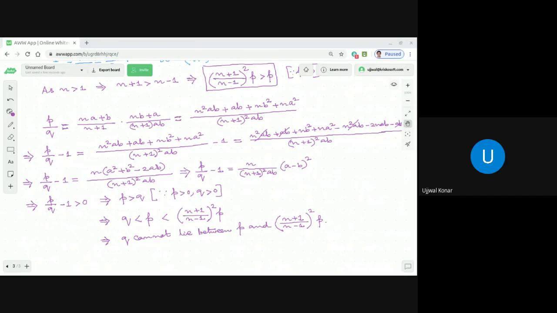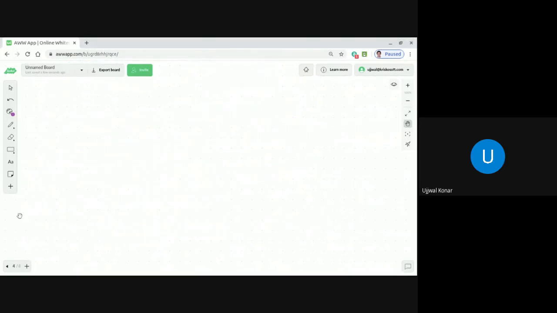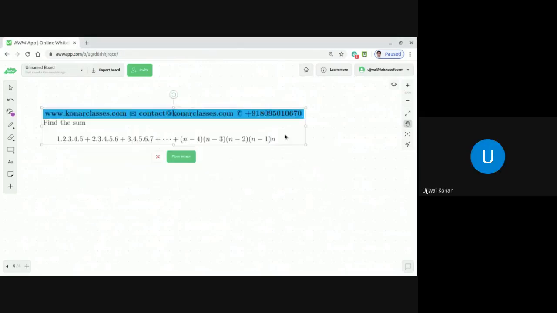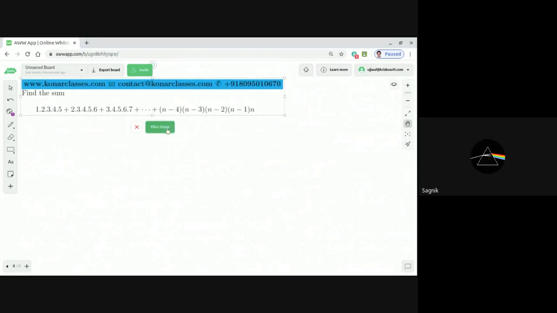Find the sum, correct? 1 into 2 into 3 into 4 into 5 plus 2 into 3 into 4 into 5 into 6. Is anyone able to do this question? Sagnik, able to do? Yes, Divansu? No, Divansu, you already said. I understood. Sagnik? No, sir.